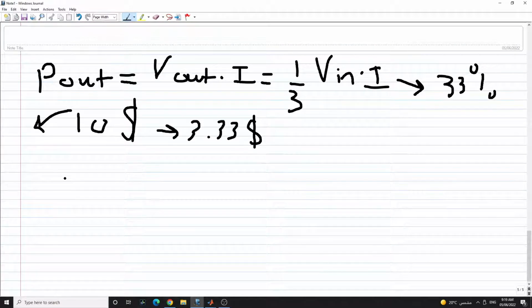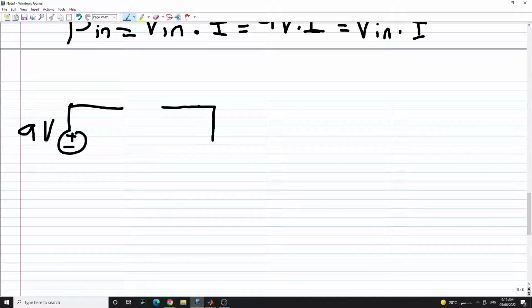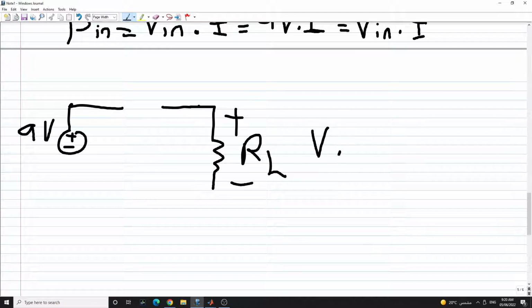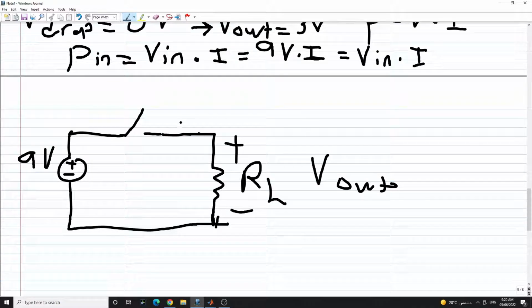And now, the second way of doing so, or the second example that I'm going to show you here, is going to be the same circuit. However, this is the same load with resistance RL. However, we're going to add some sort of switch here. And now let's discuss the properties of this switch. In this case, it's an ideal switch.